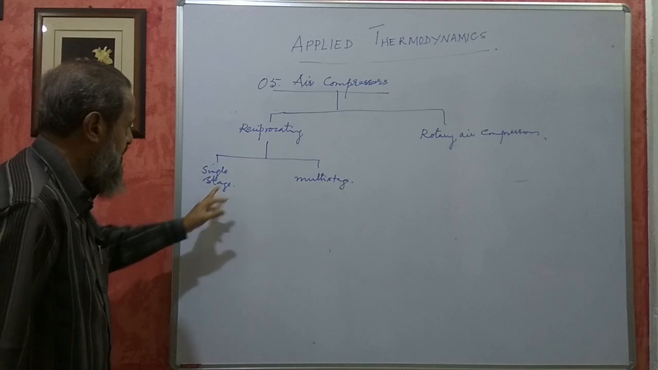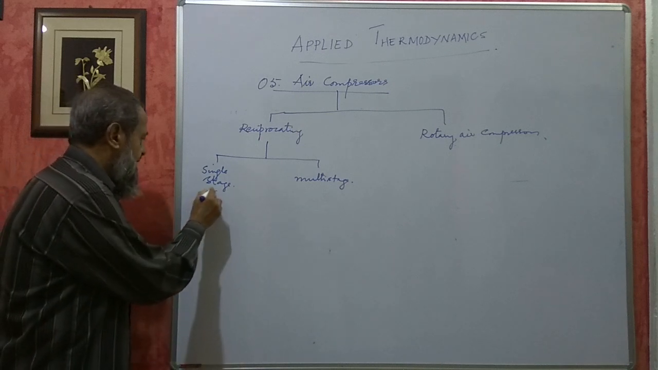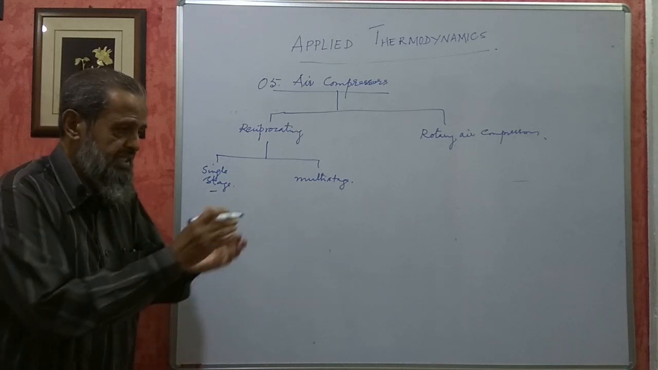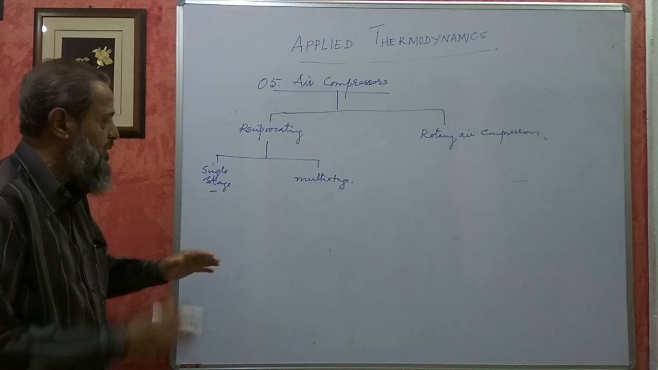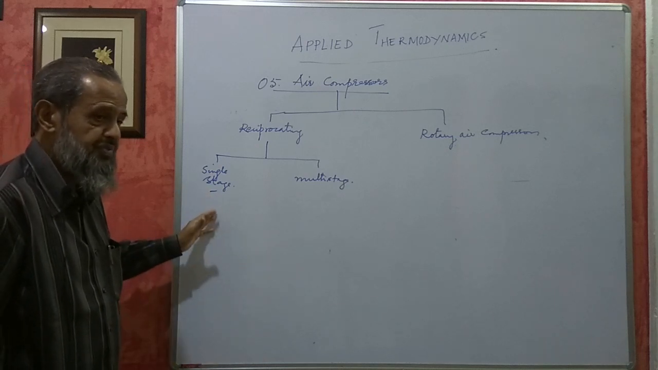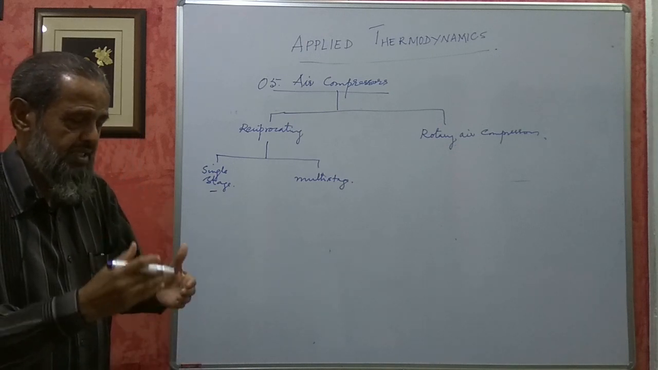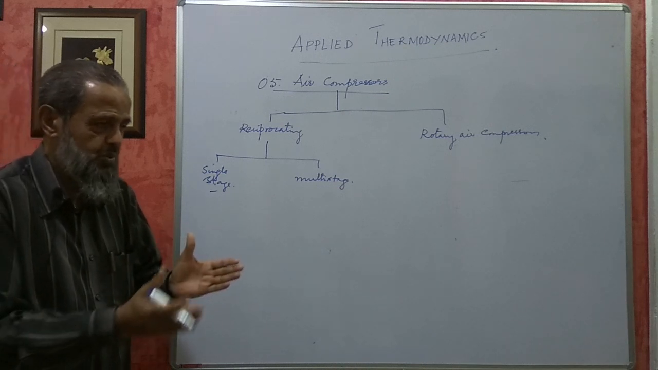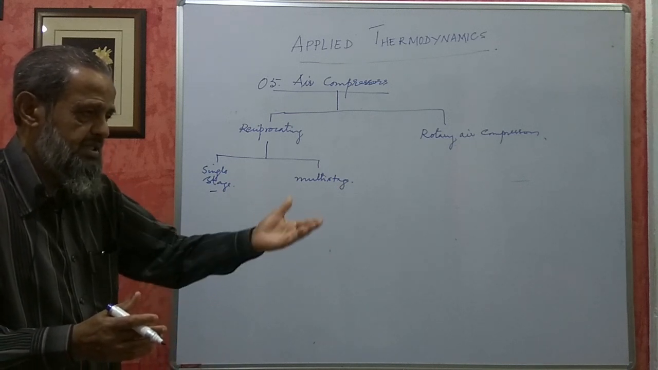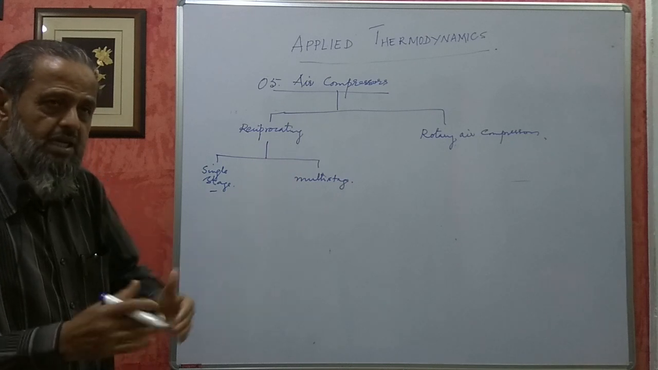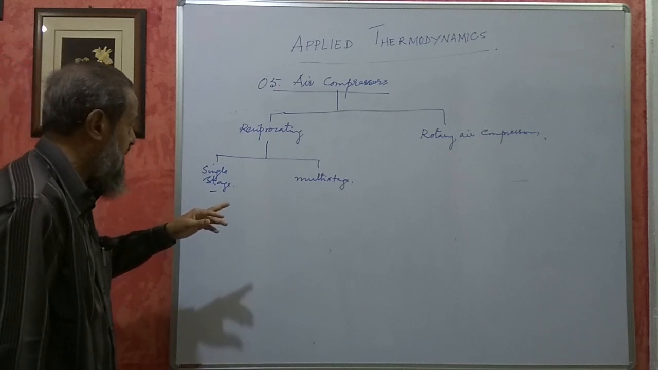Then these reciprocating compressors are classified into single stage and multi-stage air compressors. Single stage means the compression from the suction pressure to the delivery pressure is done in a single cylinder. If the compression takes place in more than one cylinder, part by part, in the first cylinder you draw the air from the atmosphere and increase its pressure to some value, then that air enters the second cylinder where its pressure is further increased, then it goes to the third, like that. If it is more than one cylinder, then you call it a multi-stage reciprocating air compressor.